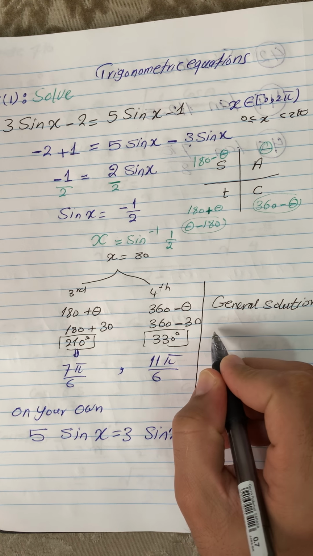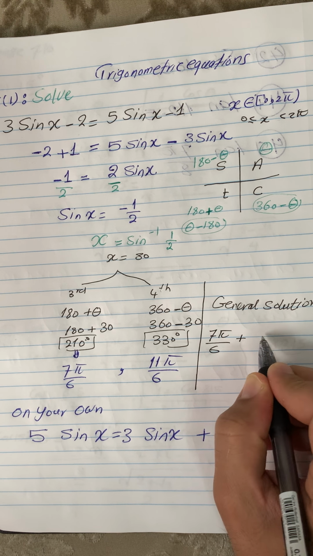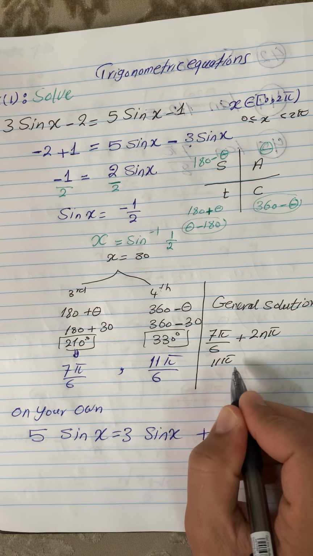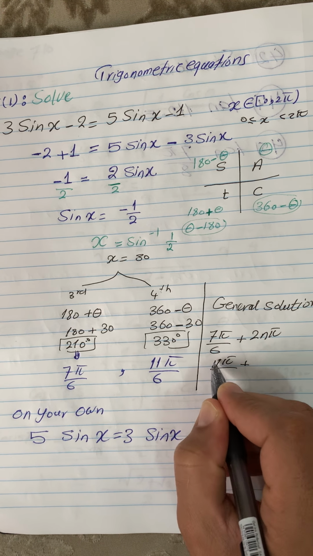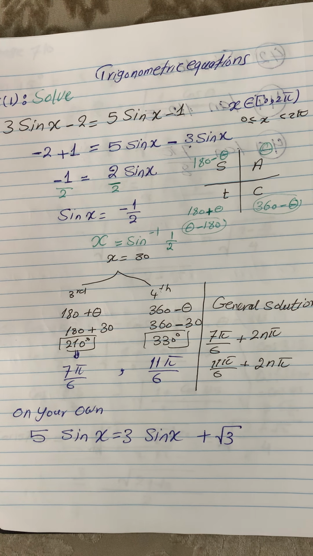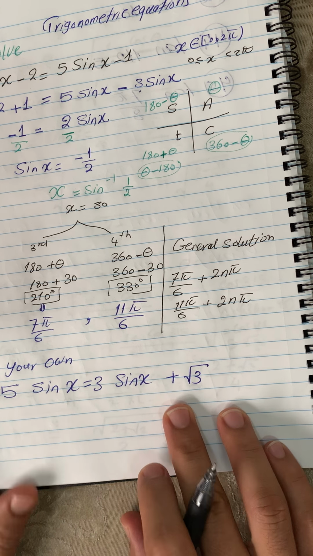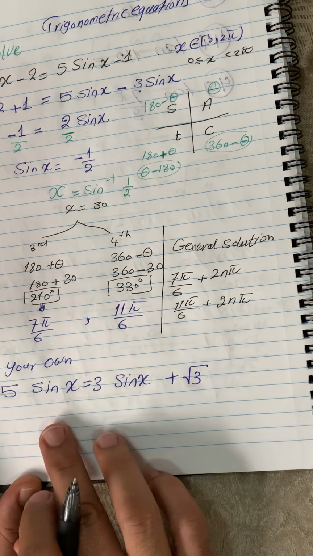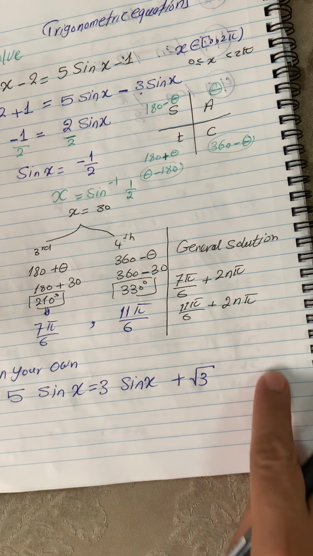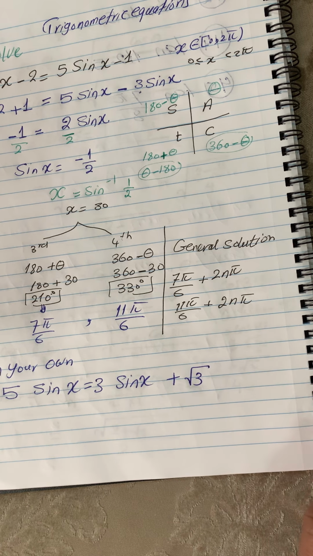So the general solution would be 7 pi over 6 plus 2 pi n, and 11 pi over 6 plus 2 pi n. Here the same. In this one, on your own, you have to get the solution, then get the general solution. Why? Because I'm not giving you an interval here, so you have to get the general solution.